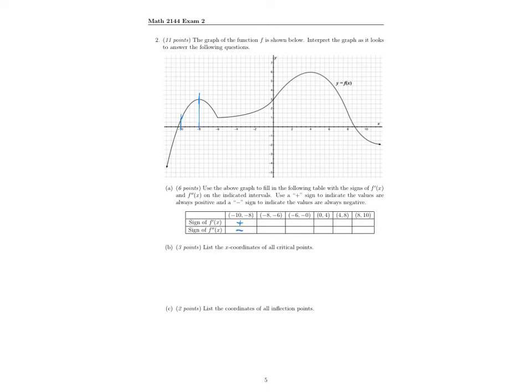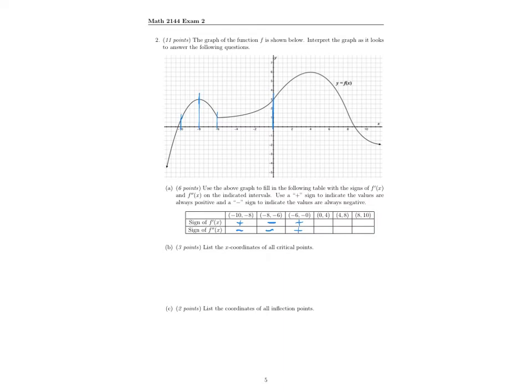Between -8 and -6, my graph is decreasing, so f prime is negative, and it's concave down, so f double prime is also negative. Between -6 and 0, I don't really know why it says -0 there. I think that's a typo. But between -6 and 0, my graph is increasing, so f prime is positive, and my graph is concave up, so f double prime is also positive.